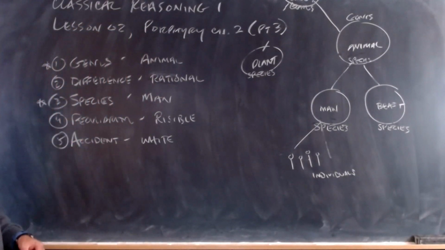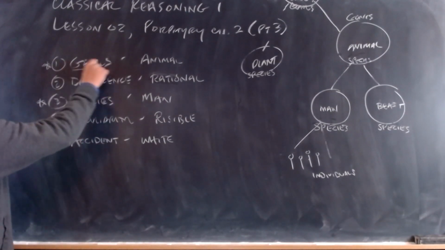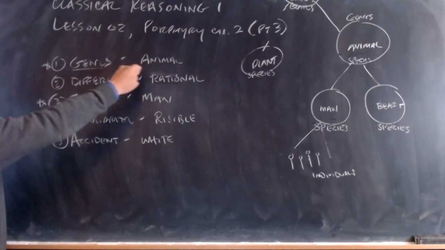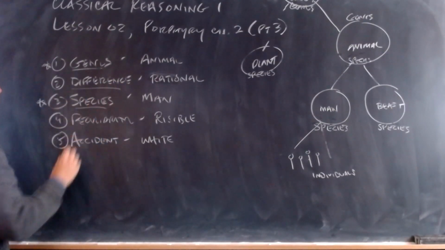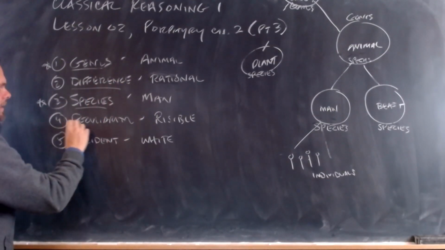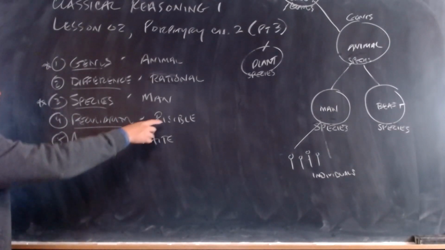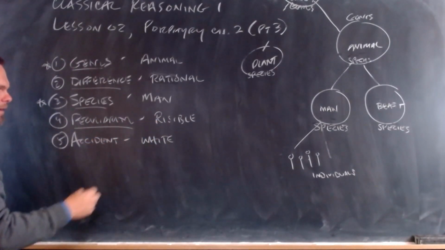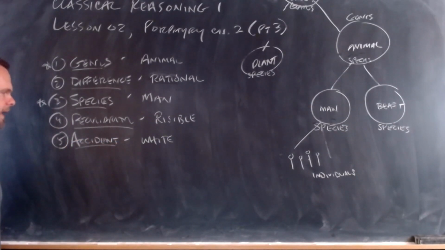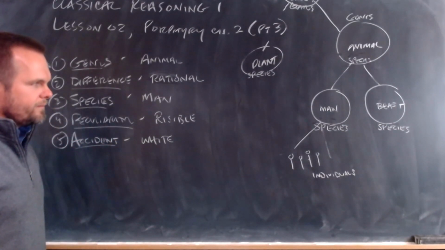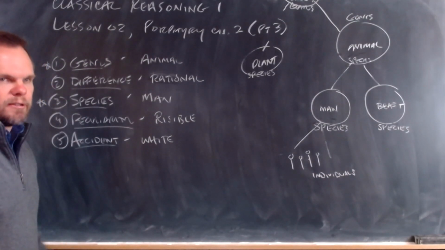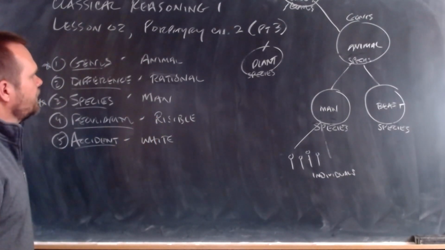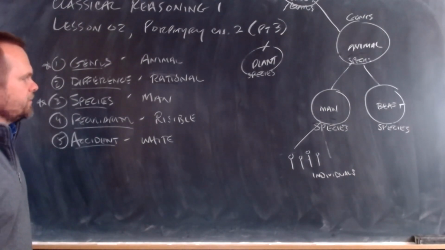So here's the first time we get to see what each of these predicables are. An example of genus would be animal. An example of difference would be rational. An example of species would be man. An example of peculiarity would be risible, which means able to laugh. And an example of accident would be the color white. So now, what do these mean? We're going to study this, obviously, but let me just give you a quick peek at what these things mean.